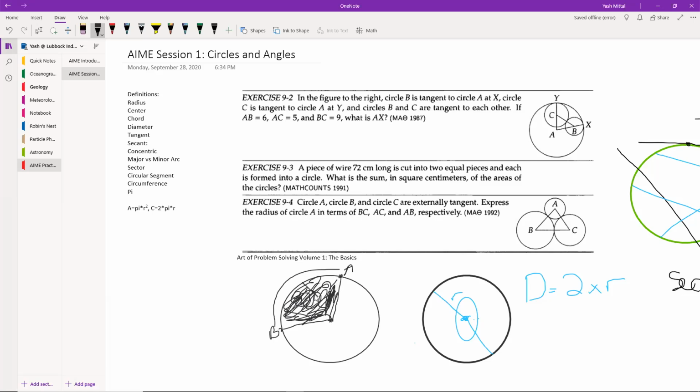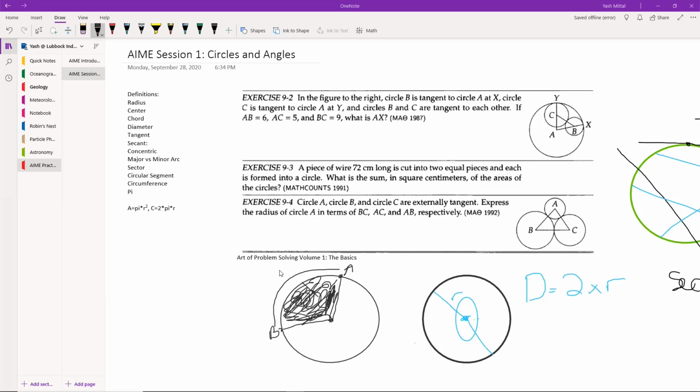Now, can an arc be a whole circumference? At that point, it's just called a circle, because if you take the entire circumference, you're literally just making a circle with an arc. So technically, yes, an arc does have to be smaller than the circumference. Think of it as a part of a circle, not the entire thing.